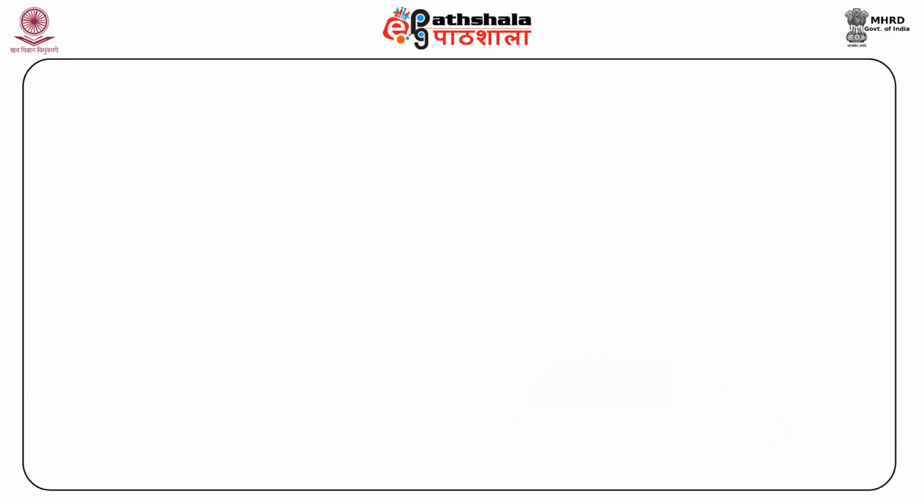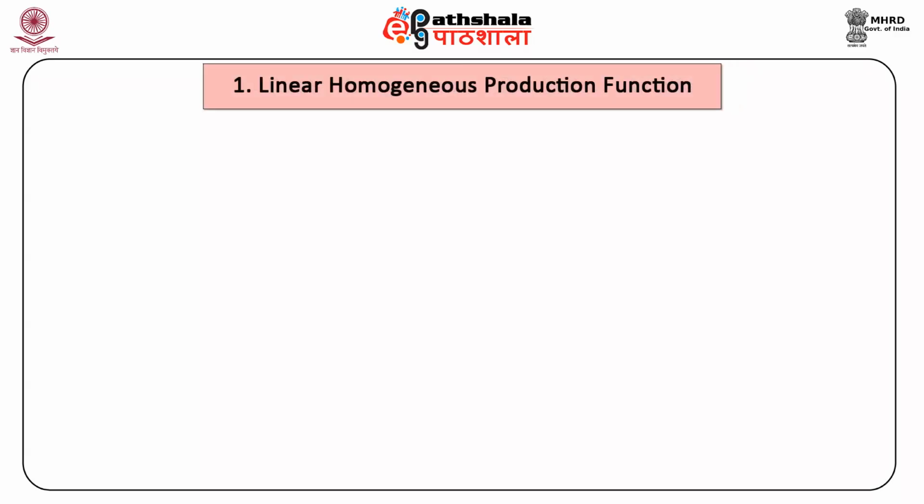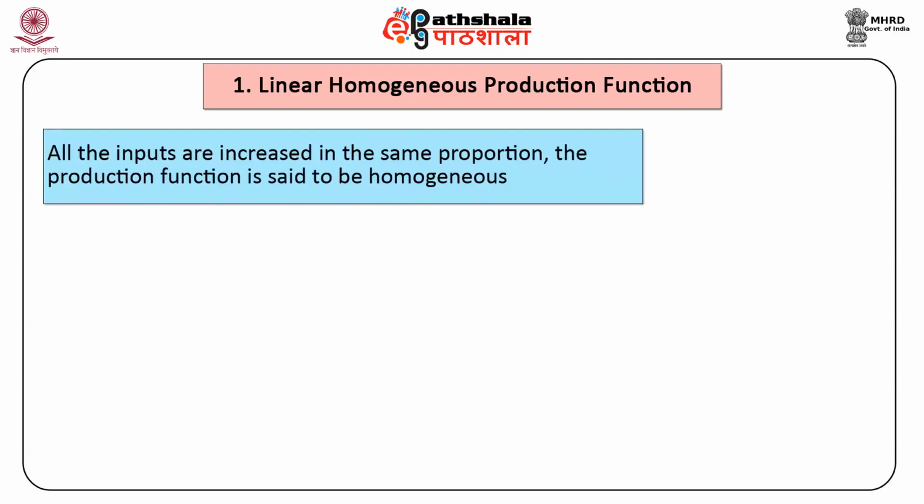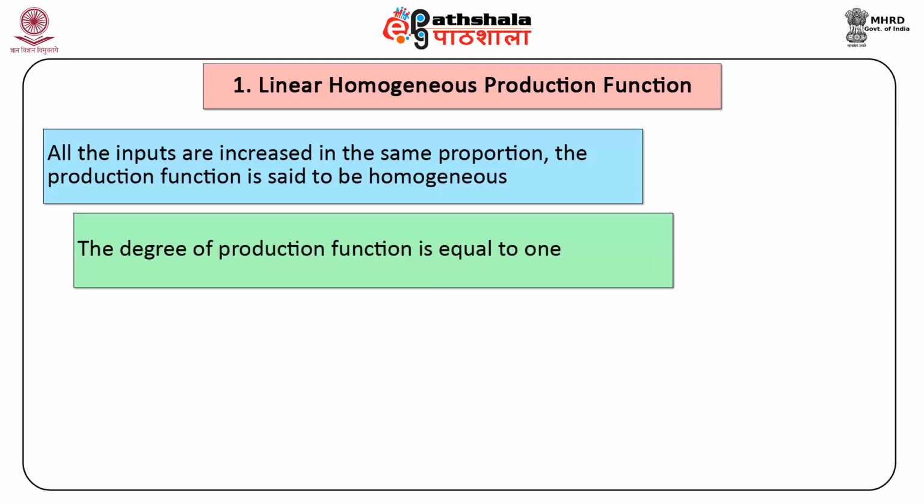Let us now discuss the different types of production function. First, linear homogeneous production function. When all the inputs are increased in the same proportion, the production function is said to be homogeneous. The degree of production function is equal to 1. This is known as linear homogeneous production function.